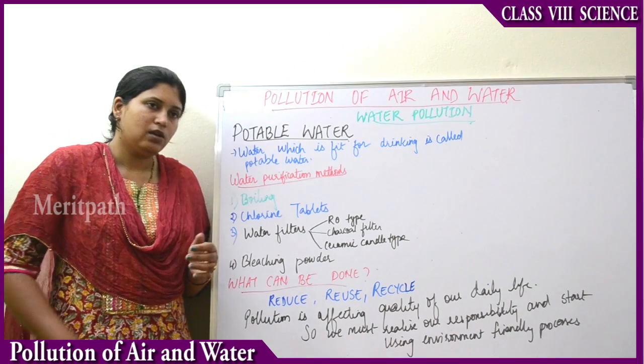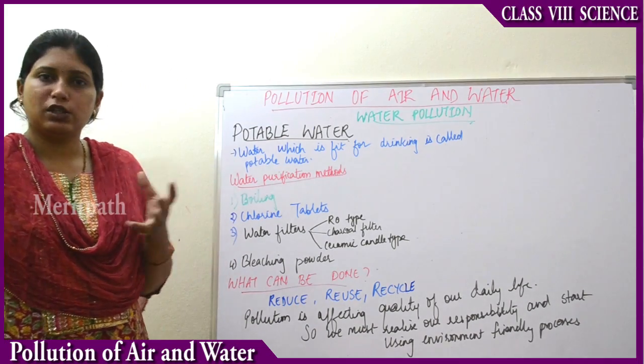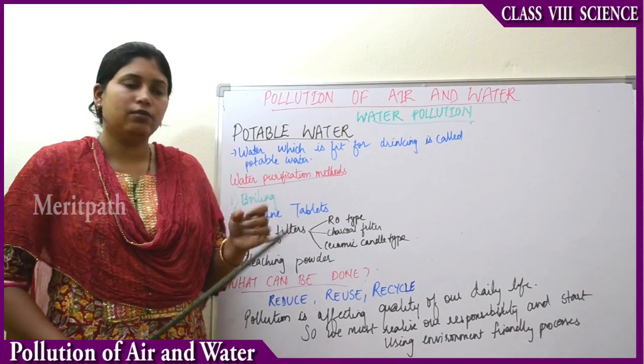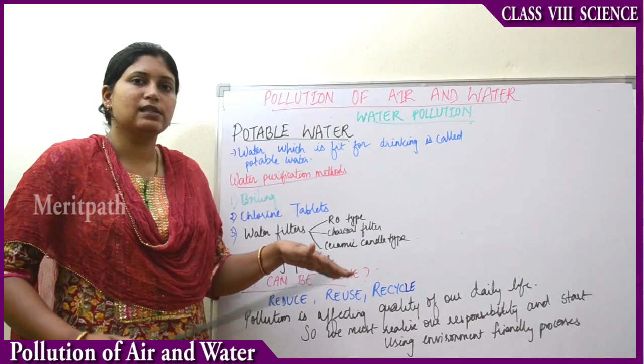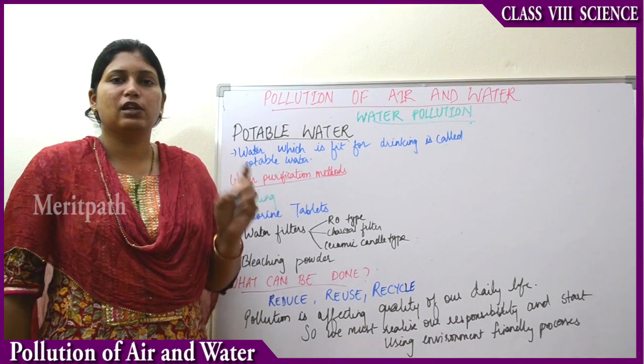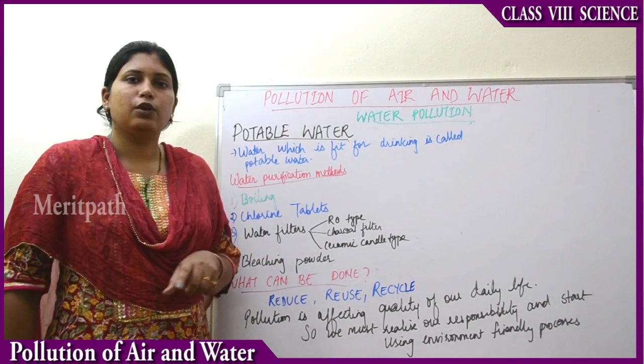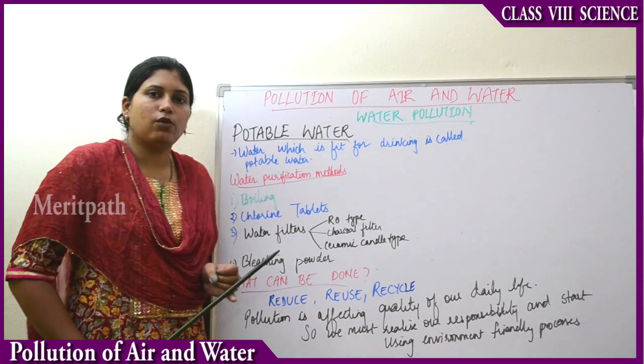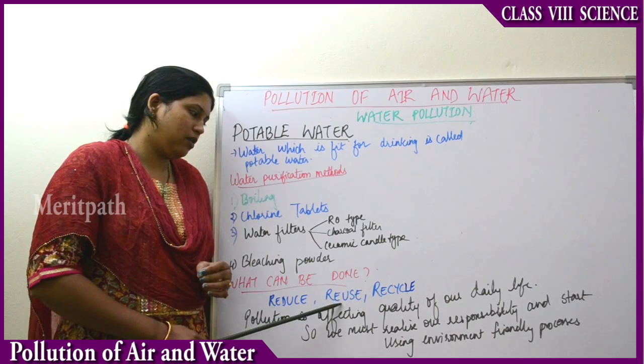Then reuse. Suppose you have washed vegetables with water, then what you can do is put the water with which you have washed the vegetables into your garden. You can water the plants with that vegetable water. So that is how you can reuse.